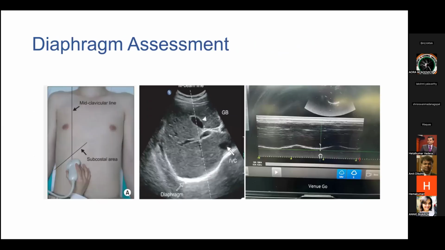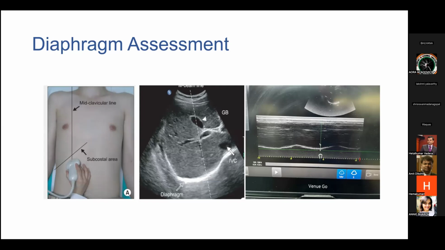One more thing we need to worry about here is phrenic nerve involvement. So we need to do a diaphragm assessment. We need to place a curvilinear probe in the subcostal region, and check 15 to 30 minutes after our block.